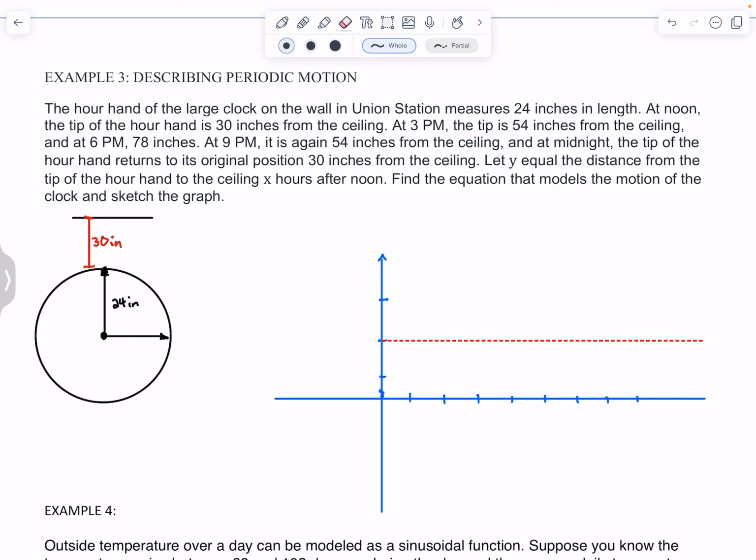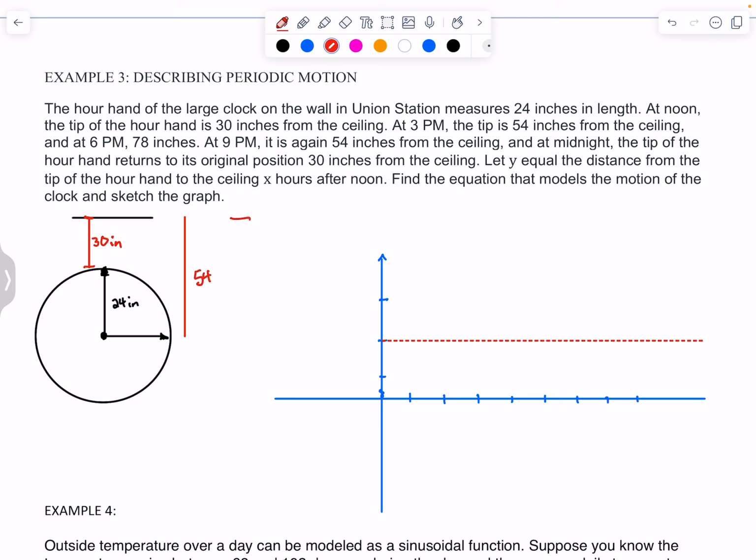So the hour hand, this first example, the hour hand of the large clock on the wall in Union Station measures 24 inches in length, okay? At noon, the tip of the hour hand is 30 inches from the ceiling. So you can see in my picture that I have drawn that. And then it says at 3 p.m. it is 54 inches. Okay, we can see the sum there, 30 plus 24 all the way across. That gets me the 54.